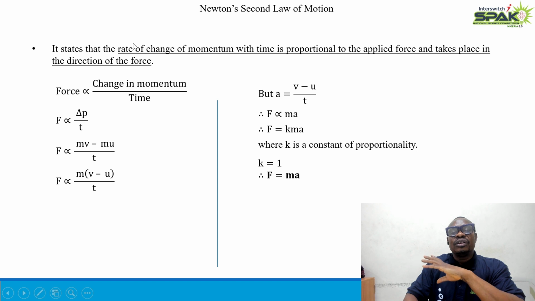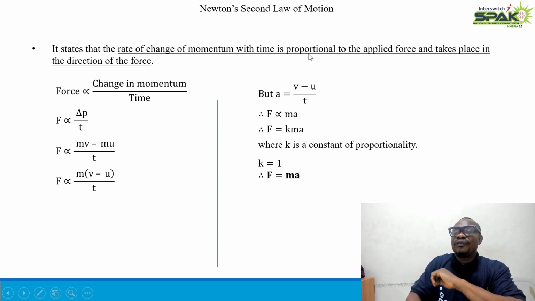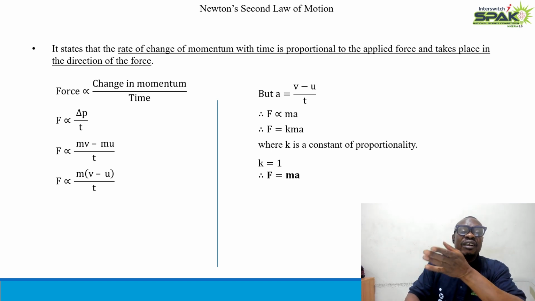Newton's second law of motion states that the rate of change of momentum with time is proportional to the applied force and takes place in the direction of the force. Let's take that again. Newton's second law states that the rate of change of momentum with time is proportional to the applied force and takes place in the direction of the force. So this simply tells us that momentum itself is a vector because it moves in the direction of the force.